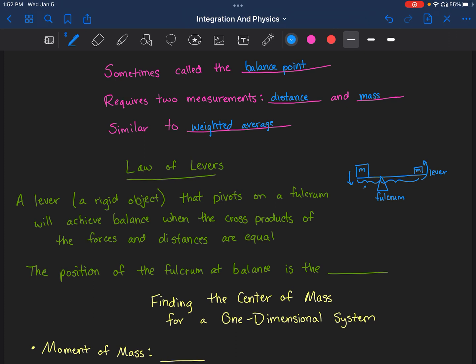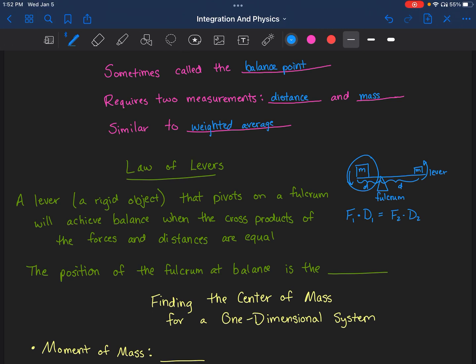So again, we want our masses or our forces and our distances to essentially balance each other out. We want them to be like the sides of an equation. So if I have the force or the mass of the left side times how far it is on the left side, so notice we're just all working on the left side here, it should be the same as the force times the distance, or the mass times the distance of the right side.